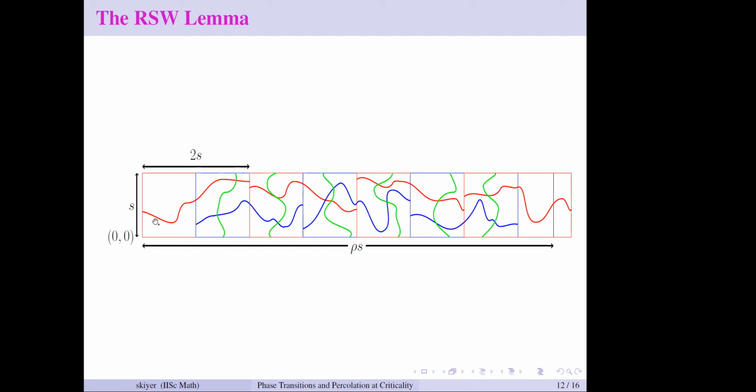Once you have this result for 2, you can piece together paths in this way. You can tile this rectangle with aspect ratio rho by a finite number of rectangles with aspect ratio 2. And then you already have, with a high probability or with a non-trivial probability, a crossing from top to bottom. So that's what I meant by RSW allowing you to do interesting stuff. And this makes sense only in 2 dimensions.